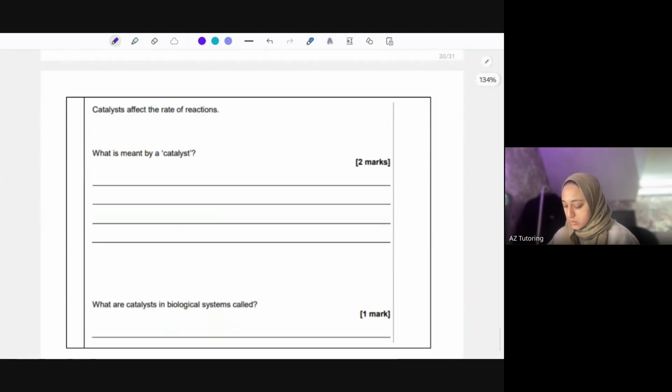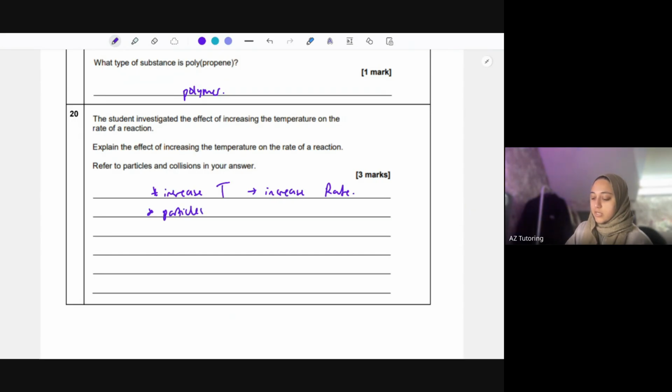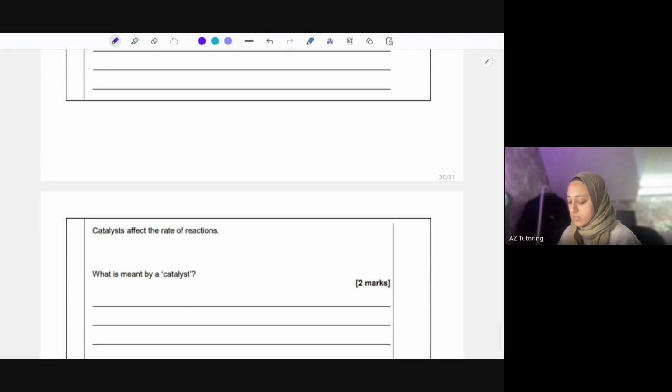And then finally, last question. The student investigated the effect of increasing the temperature on the rate of reaction. Explain the effect of increasing the temperature on the rate of reaction and refer to particles and collisions in your answer. So when you increase the temperature, you're increasing the rate of reaction. The reason is that the particles have more energy as you increase the heat. If they've got more energy, they're going to collide more. This is all about collision theory. Essentially, there's a greater probability that there are going to be more successful collisions.